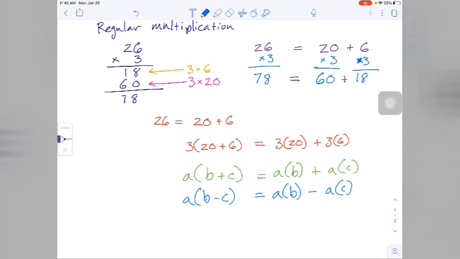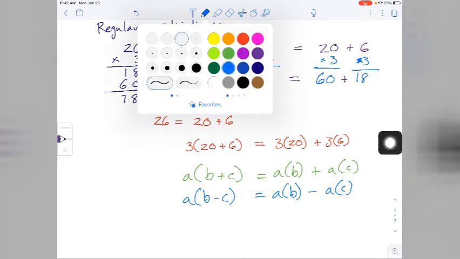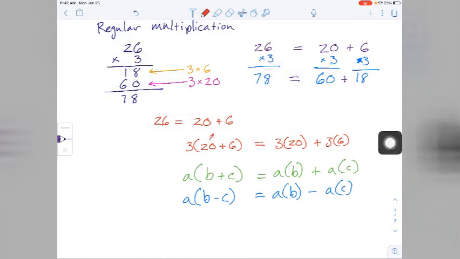So when I do a number like 3 times 26, 26 is just 20 plus 6. So when you do that regular multiplication like we were doing back at the beginning, what we're really doing is the distributive property. We're multiplying 3 times 20 and 3 times 6. And then we're adding those things together, and that's how we get our answer. So you've really been doing this the whole time.